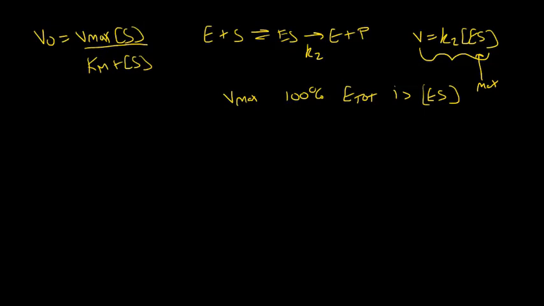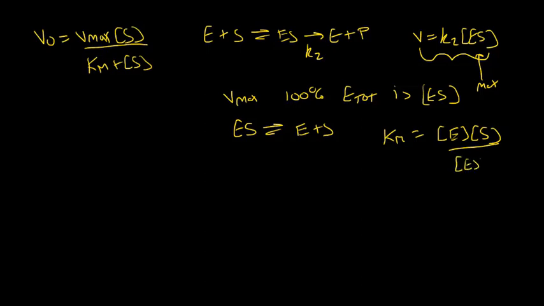Km, we said, describes the dissociation of the enzyme-substrate complex to enzyme and substrate. So Km equals the concentration of enzyme times the concentration of substrate divided by the concentration of enzyme-substrate complex. Okay, so this Km describes the affinity of the enzyme for the substrate. The lower the Km, the higher the affinity. So small Km equals high affinity.